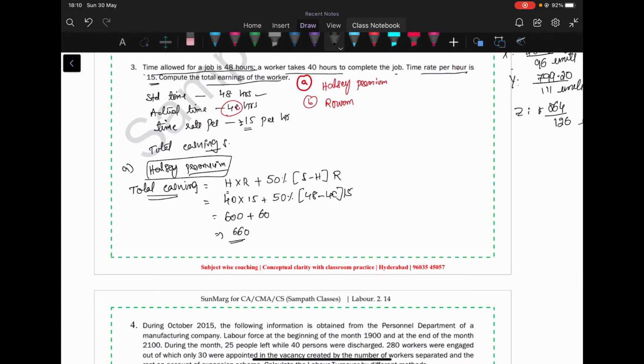This is an expected question in the examination. Halsey premium, Rowan and all are expected questions for 4 marks or 8 marks. Depending upon the situation, you may get it for 4 marks or 8 marks. You can expect this question. Next one.